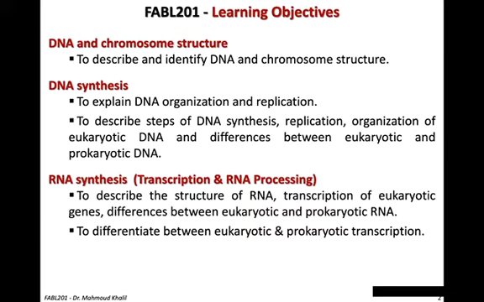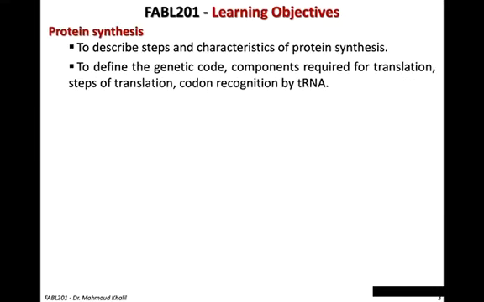So we'll describe the structure of the RNA, how it's transcribed from the eukaryotic genes, and as well the difference between the eukaryotic and prokaryotic RNA. And as well, one of the main aims of the lectures is to describe the difference between eukaryotic and the prokaryotic transcription. Then we'll talk about the protein synthesis, and we'll describe the steps and the characteristics of this process.